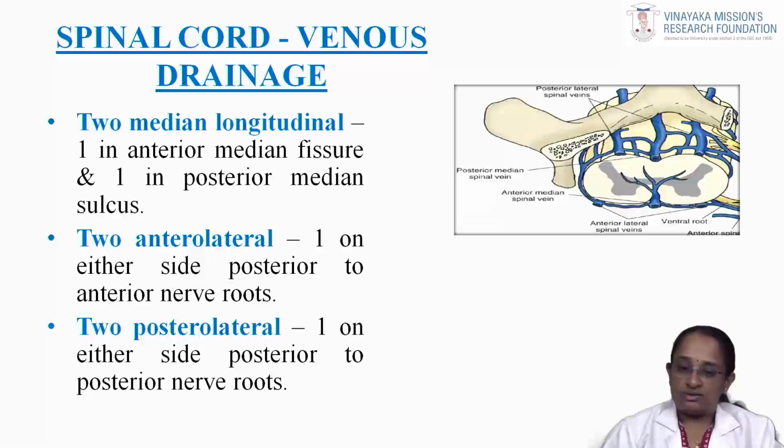Then next one, venous drainage. As the blood goes, gives nutrition and oxygen, the waste material, then the carbon dioxide should come out. That is through venous drainage. So there will be veins: median longitudinal vein, then anterolateral and posterolateral veins will be there.